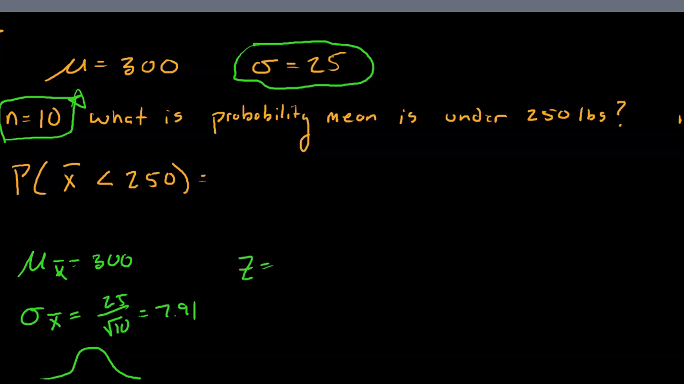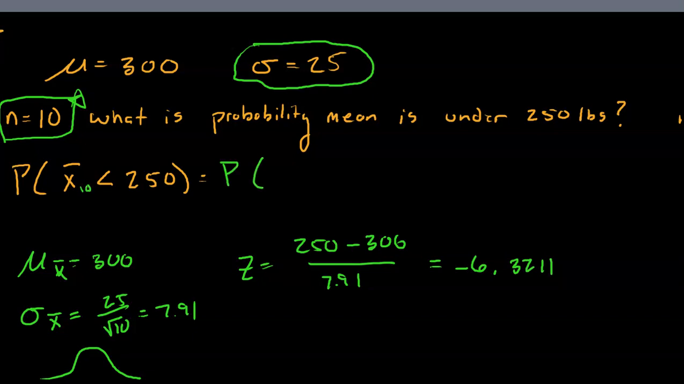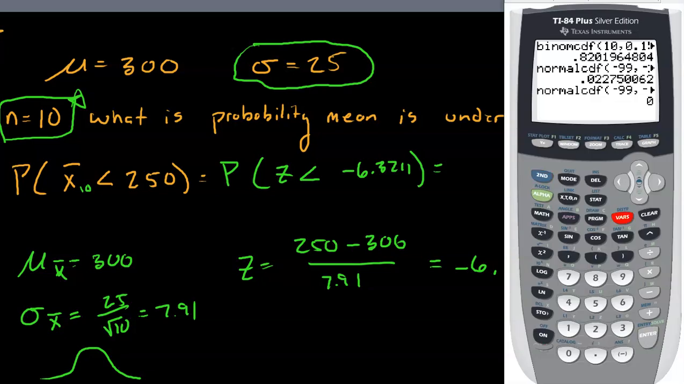So let me just finish this off real quick. We're going to do 250 minus 300 divided by 7.91. That is a z-score. Still really, really low, but not quite as low as in the last problem. So now to answer the question about a sample of 10 being less than 250, that's a z-score being less than negative 6.3211. So I still bet the probability is really, really, really low here, but it might not quite be giving me a 0 this time.